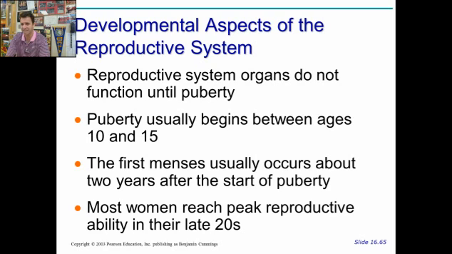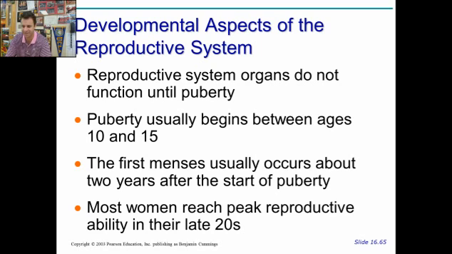So in both sexes, reproductive organs don't function until puberty, thank God. And puberty usually begins at about age 10 to 15, and it depends on the individual. We do know that puberty age has gone earlier and earlier. It's not entirely clear why. But then you start menses for a female about 2 years after puberty. And women always go through puberty before men do.